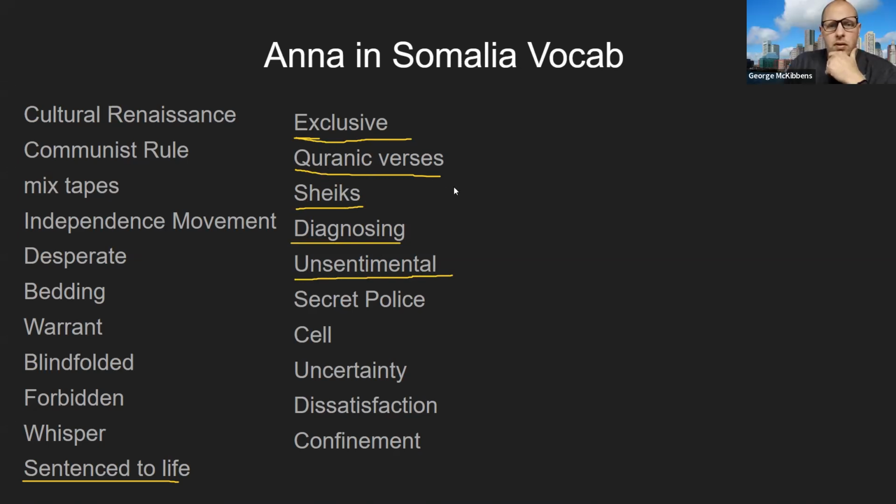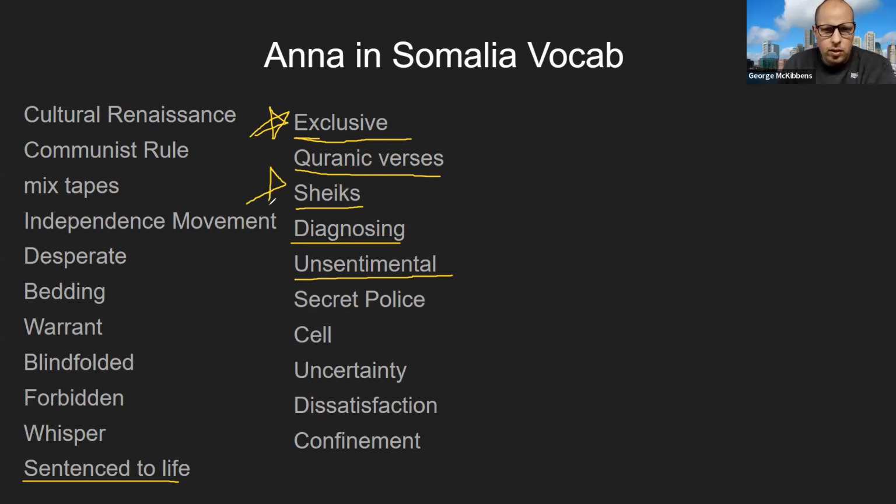So for these words, let's see, exclusive. This is probably the easiest. Who knows what the word exclusive means? Like unique. Yeah, exclusive. It means like privileged. Privileged.